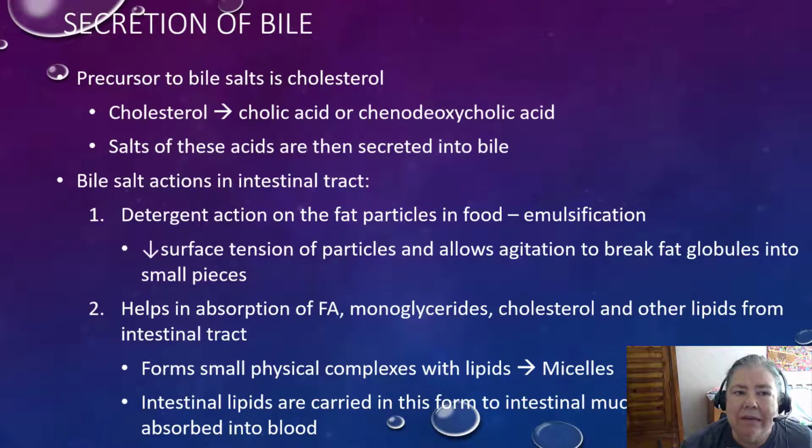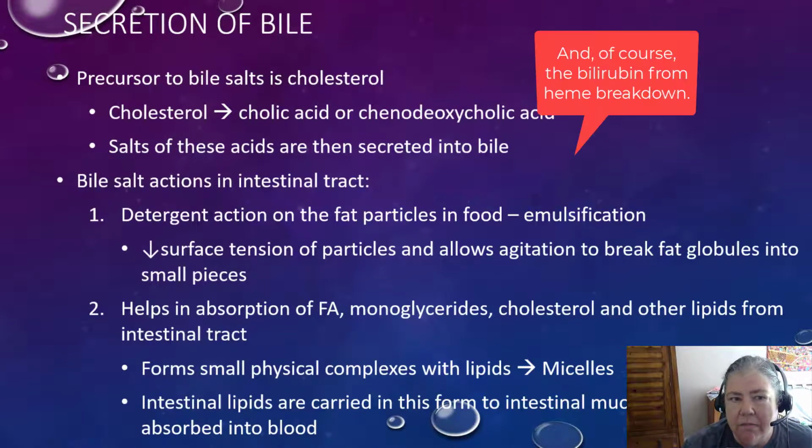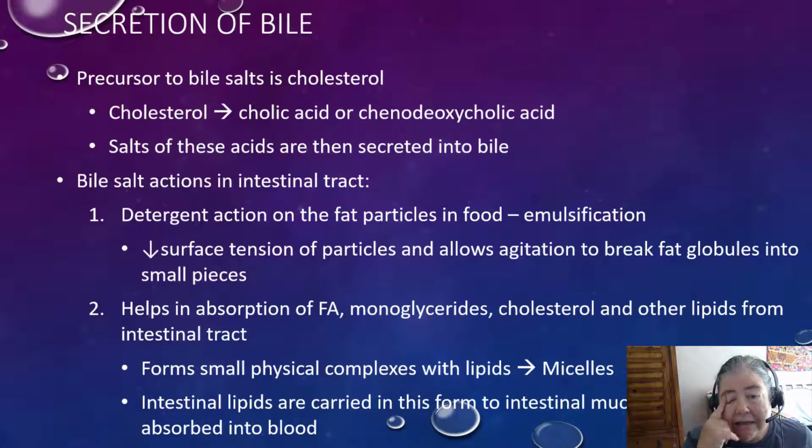Bile is made from cholesterol. Bile salts are made from cholesterol. So cholic acid and chenodeoxycholic acid salts are what we call bile salts. In the intestinal tract, and we're talking here in the duodenum, in the first part of the small intestine, they act as detergents to emulsify the fat and decrease the surface tension on the big globules.